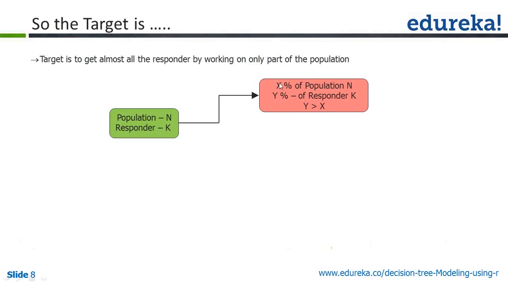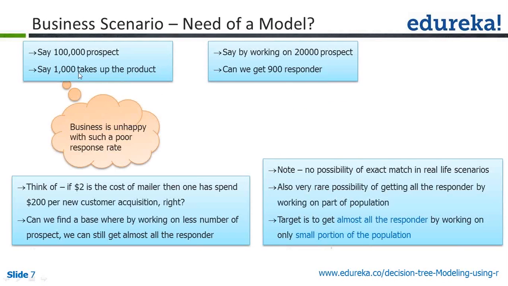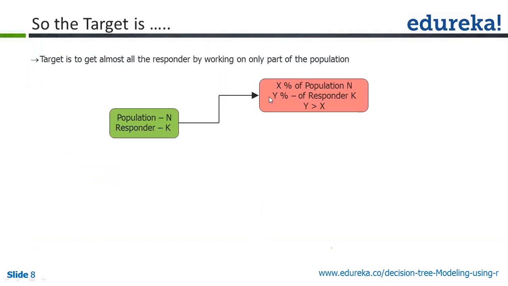What you try to do is work on X% of the population and try to get Y% of the responders. Ultimately, you want Y to be bigger than X. Think of our scenario: we worked on 20% of the population, and how many did you get? 90% of the responders, because there were 1,000 responders, and 900 responders means 90%. So by working on 20% of the population, you got 90% of the responders. As long as this is bigger, you know the model is working.